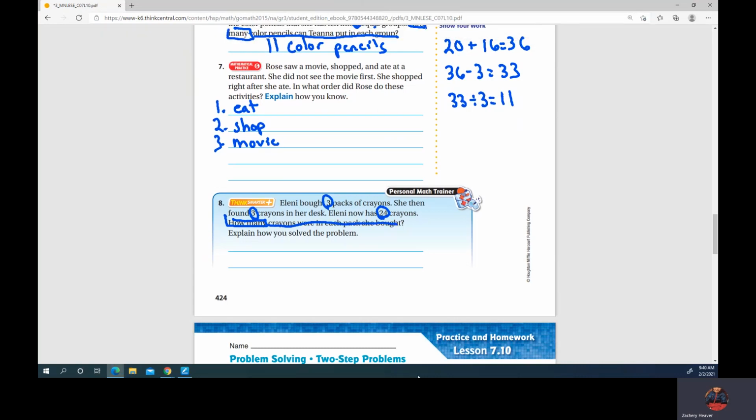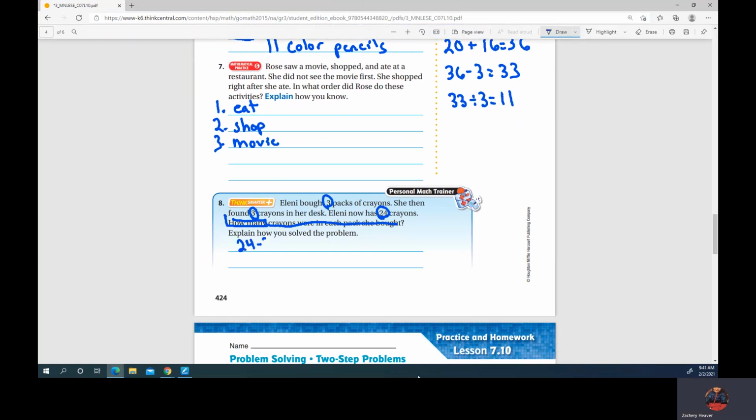So she has 24 now, but she found 3 crayons. Are those 3 crayons a part of those 3 packs? No. So we're going to take them away. So we're going to do 24 minus 3, which is going to give us 21. So she actually had 21 crayons, and they came in 3 packs. And 21 divided by 3, we know is going to be 7 crayons. So each pack had 7 crayons.